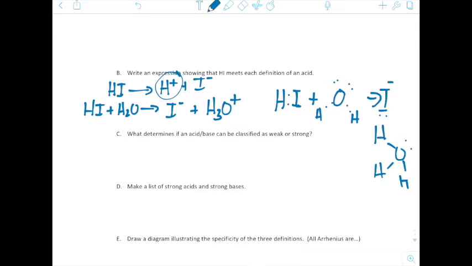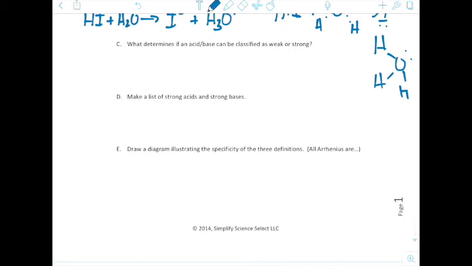Make a list of strong acids and strong bases. Some strong acids would be perchloric acid, hydrochloric acid, hydrobromic acid, hydroiodic acid, nitric acid, and sulfuric acid. Some strong bases are going to be lithium hydroxide, sodium hydroxide, potassium hydroxide, calcium hydroxide, strontium hydroxide, and barium hydroxide.